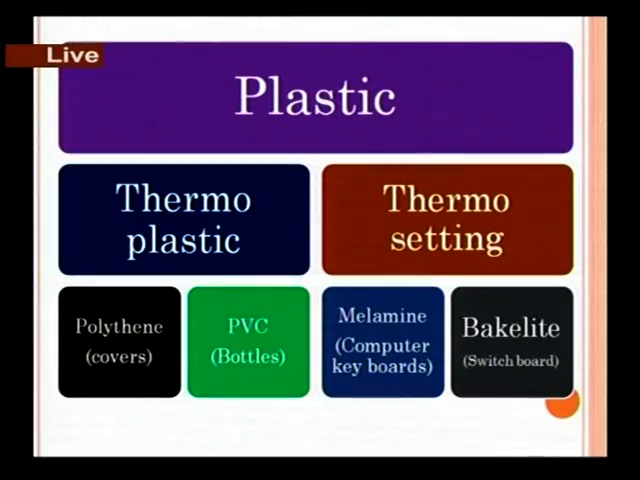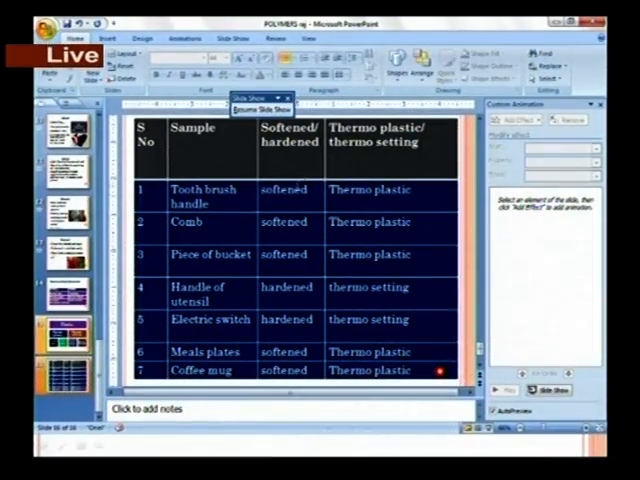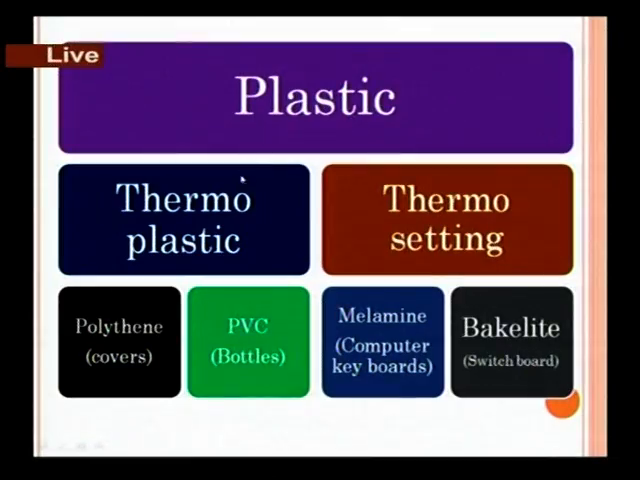See here, plastics are of two types. The first one is thermoplastic and the second one is thermosetting. The examples of thermoplastics are polyethylene and PVC, and the examples of thermosettings are melamine and bakelite.